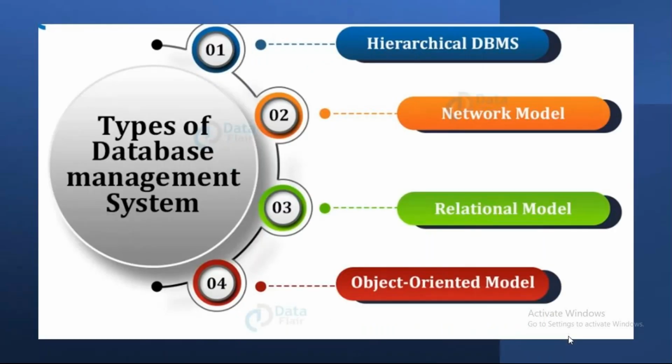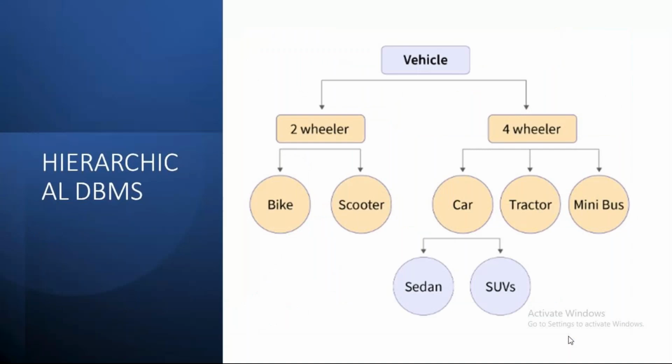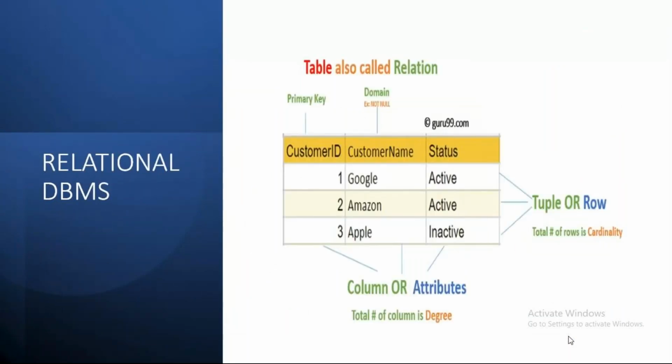Now the types we already know and understood a little. Right now we are talking about relational database management systems. We have SQL Server, Oracle, MySQL, and many more. These are all the databases that come under relational database management system.